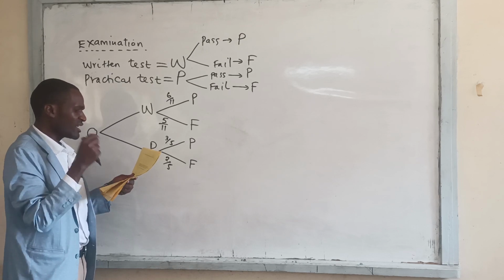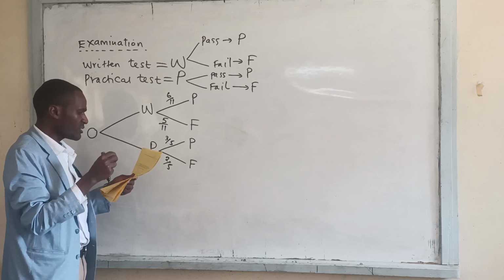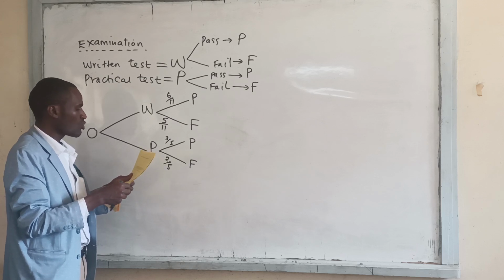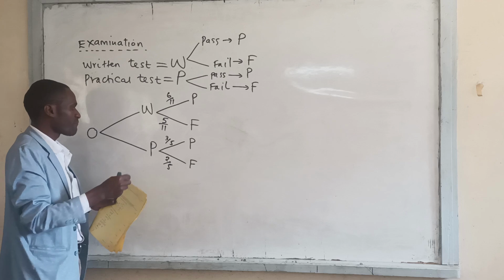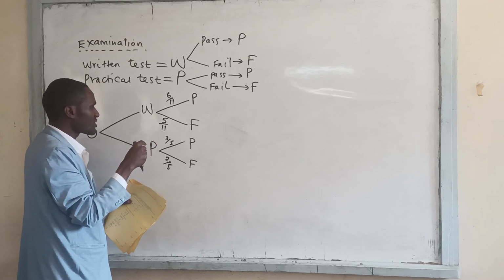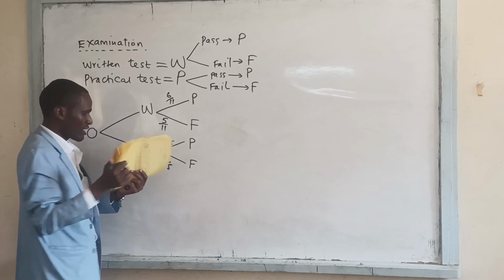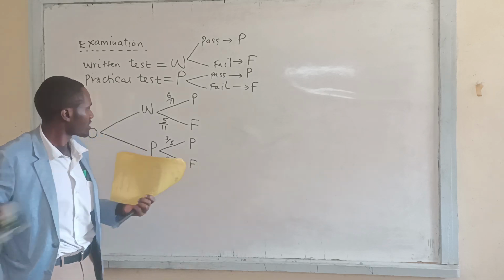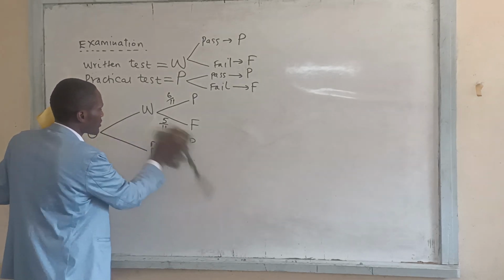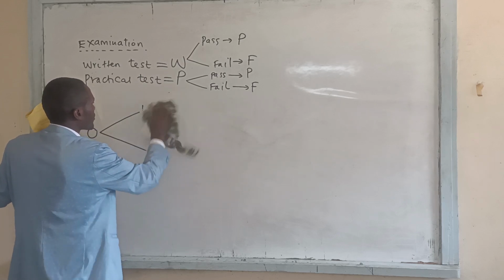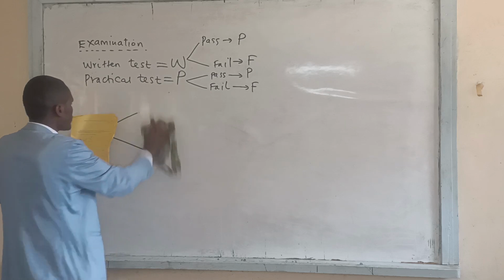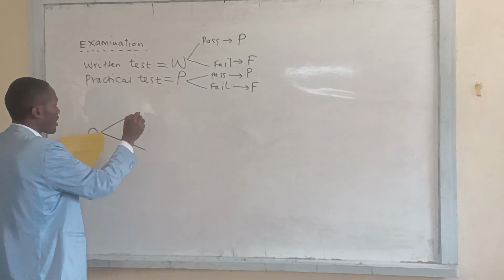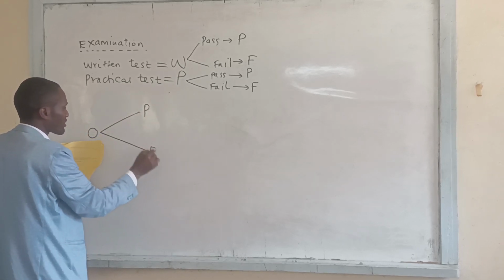Now, they've told us if the candidate passes the written test, then the probability of passing the practical test is 3 over 5. Otherwise, it will be 2 over 7. So we can rearrange it in this manner so that it can be easier for us to work it out. Let's say you have this as your origin, then you have passing and failing.